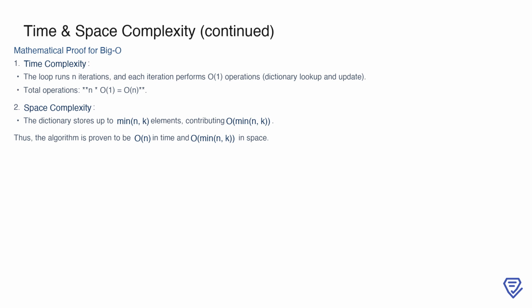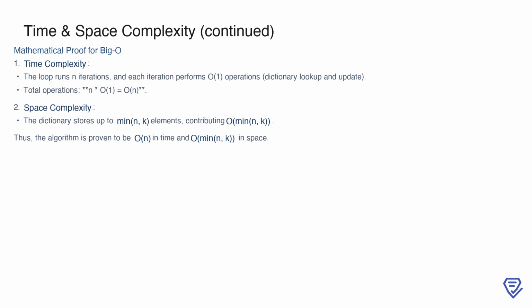This results in a total of n * O(1) = O(n) operations. For space complexity, the dictionary used to track indices stores a maximum of min(n, k) elements. This is because the algorithm only keeps track of numbers within a sliding window of size k, discarding older entries as the window moves forward. Therefore, the space complexity is O(min(n, k)).